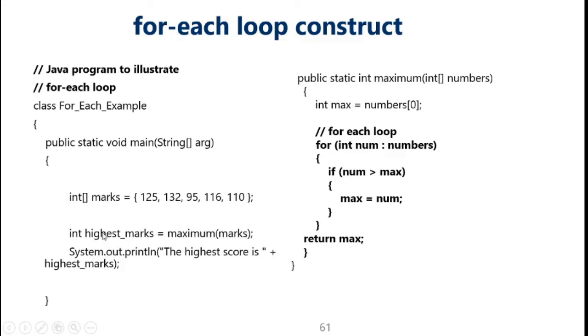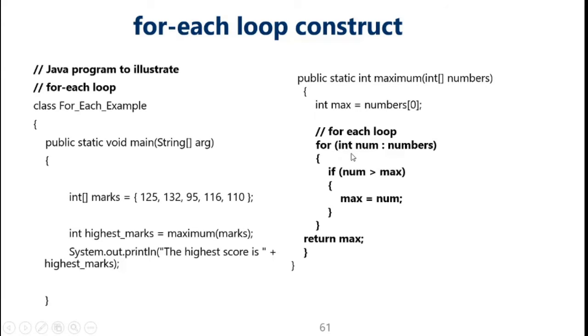This is the variable which stores the return value of this user defined function. What is the name of the user defined function? Maximum, and it is taking the array as input. So whenever this function is called, control will go here and function execution will start. Here in the function, max is a temporary variable which is storing the first value of the array, that is here 125. Then control will go to for each loop.